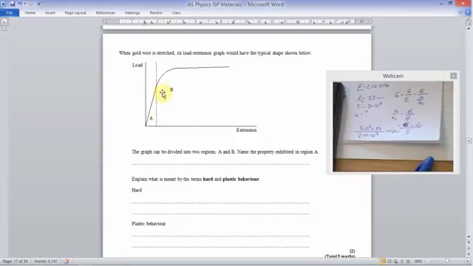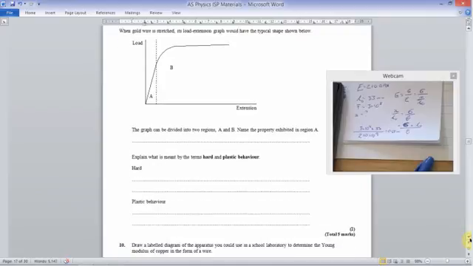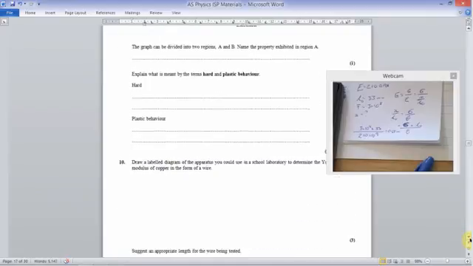So when wire is stretched, the load extension graph would have a typical shape shown below. Okay, so that's force against extension, has that shape there. The graph can be divided into 2 regions, A and B. Name the property exhibited in A, so that's elastic behaviour. It will return to its original length, obeys Hooke's law there. What is meant by the terms hard and plastic behaviour? So we know what plastic behaviour means. It does not return to its original length once the force is removed. Hard means it's difficult to scratch, difficult to scratch is the idea.